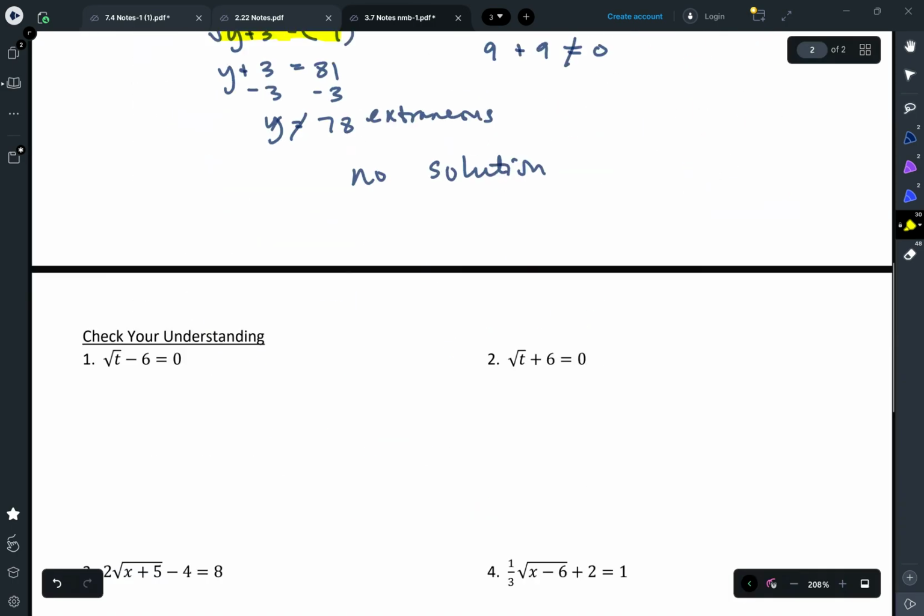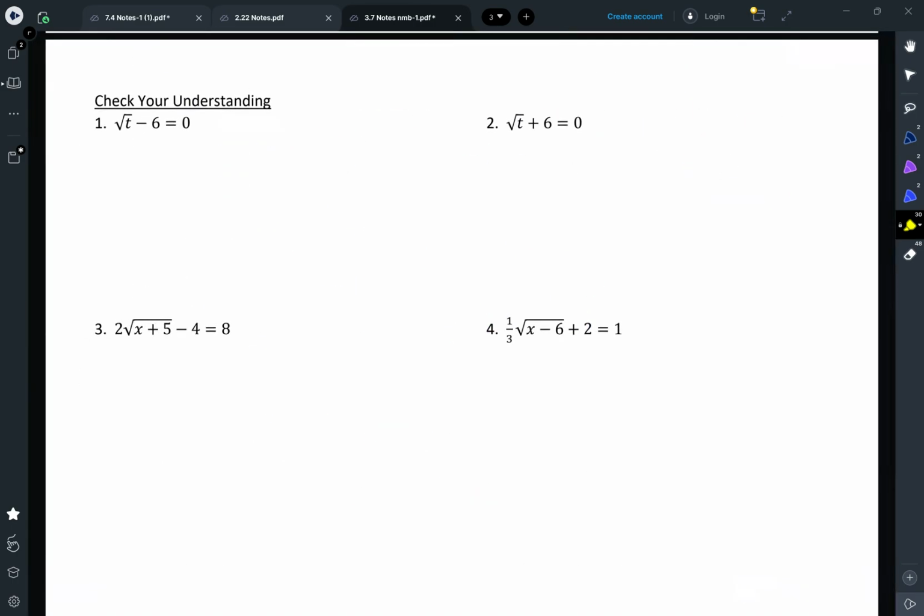All right, on the next page, you're just doing this is a check your understanding. So you're going to go through and work on these on your own. This is just the square root ones. That's kind of the new thing we're doing today. So go ahead and try solving and then unpause and I'll walk you through them.